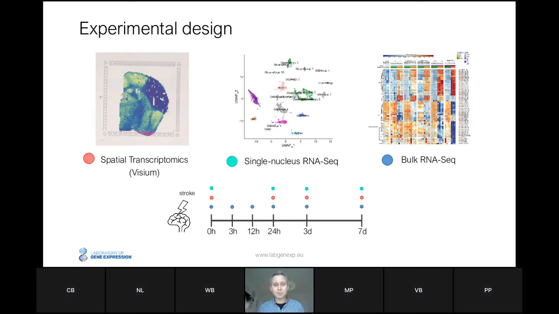And we also use bulk RNA-seq because single cell or single nucleus RNA-seq has high resolution, but unfortunately it's also quite expensive and it's difficult to analyze more replicates, more detailed time series, etc. So that part we did with bulk RNA-seq. But because we could combine these modalities, we could actually estimate the cell type proportions in the bulk RNA-seq data with a process called deconvolution.